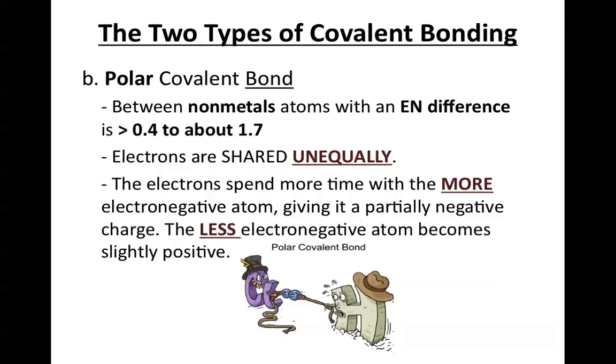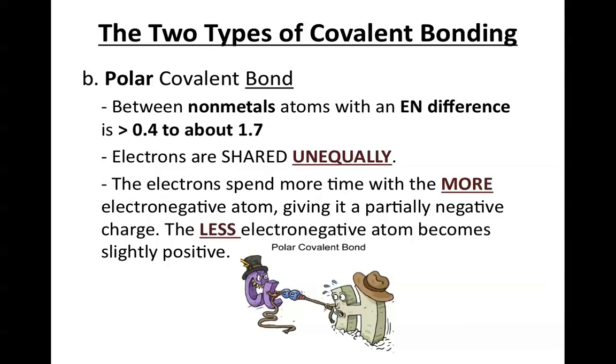Now a polar covalent bond is generally going to be greater than 0.4, and we usually say it goes up to around 1.7, but if we have two nonmetals and it's greater than 0.4, we're going to label it as a polar covalent bond. This means that electrons are shared unequally. And this is due to the fact that one of the two has a greater electronegativity than the other one, which allows it to attract the electrons to it better.